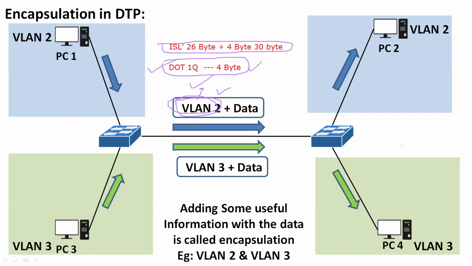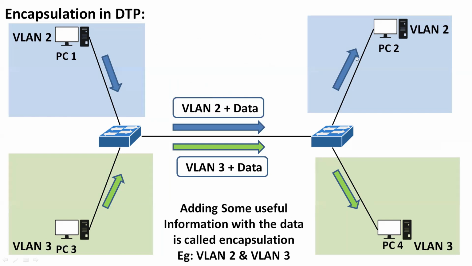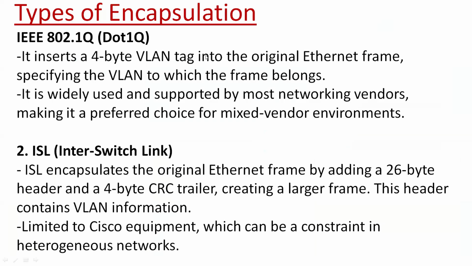Dot 1q is using a lesser number of bytes as compared to what? ISL. And ISL is a Cisco proprietary protocol, but still Cisco devices are not using it because it is a slower protocol. Dot 1q is a faster method to do the encapsulation. So 802.1q is a 4 byte VLAN tag, right? If I talk about ISL, it is 26 plus 4 bytes, total 30 bytes of data. That is why currently we are using 802.1q.